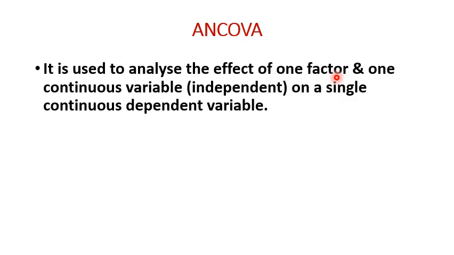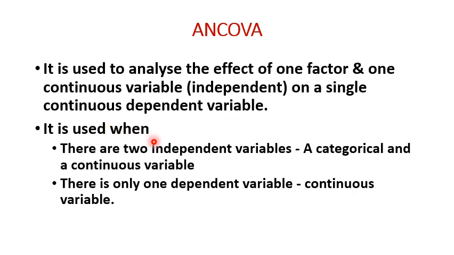Then next, ANCOVA. It is used to analyze the effect of one factor and one continuous variable as independent variables on a single continuous dependent variable. So there will be two independent variables. One is a categorical or factor variable, and the other one is a continuous variable. There will be one single continuous dependent variable. It is used when there are two independent variables, a categorical and a continuous variable, and only one dependent variable, that is a continuous variable.